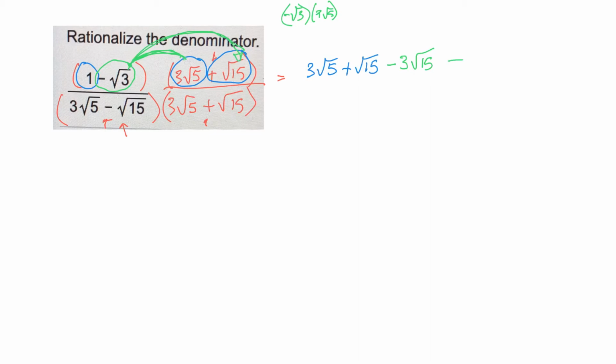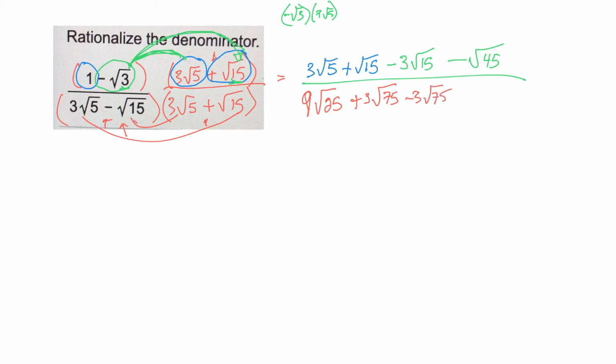So minus times plus will be a minus. Since both of these are under radical, I can just multiply them. So it'll be root 45. Over, on the bottom, that'd be 9 root 25. And this times this would be a plus 3 root 75. And then this times this would be a minus 3 root 75. And this times this will be a minus root, I guess if you want to write it out, you can do 225.